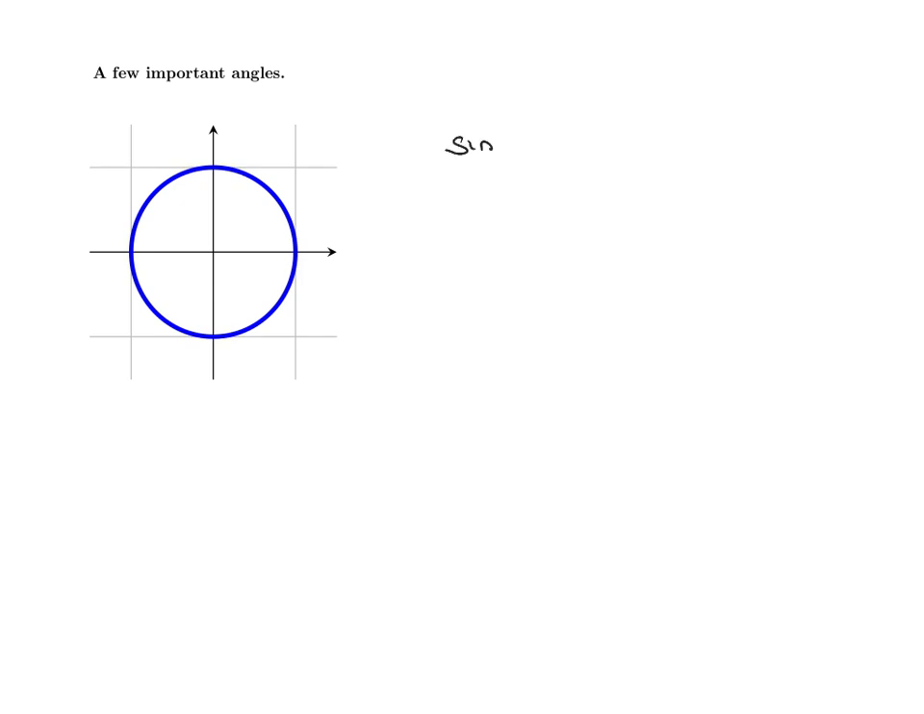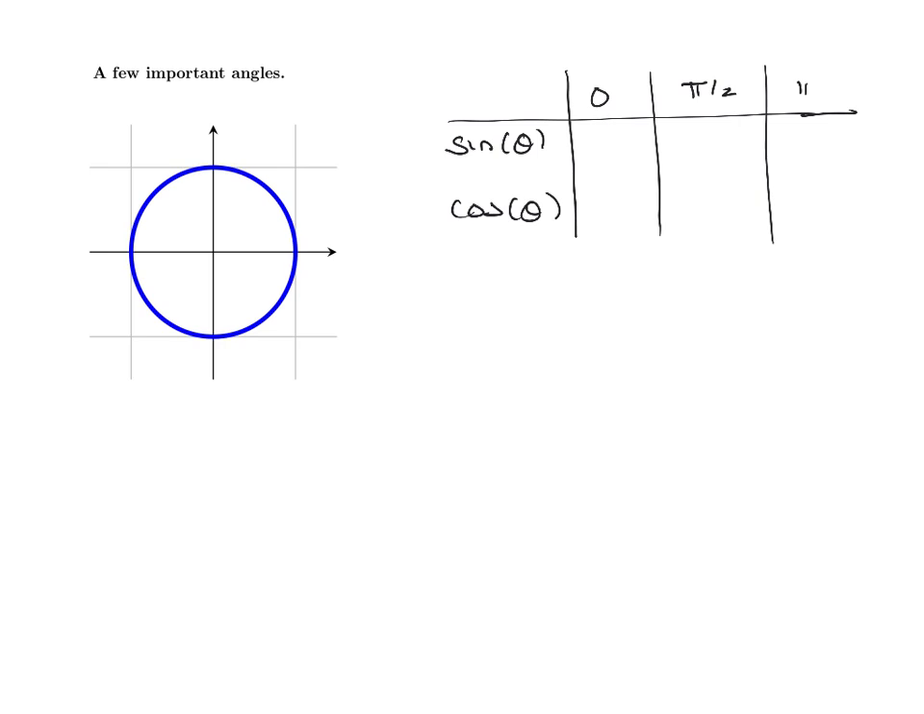So I'll put down sine of theta and cosine of theta, and I'll make a little table here, and I'll choose a few angles that we'll put into these two functions. And I'll use 0 radians, pi over 2 radians, and then pi radians. Can we figure out what sine and cosine are equal to at these radian measurements? Let's start with 0. 0 radians is right here.